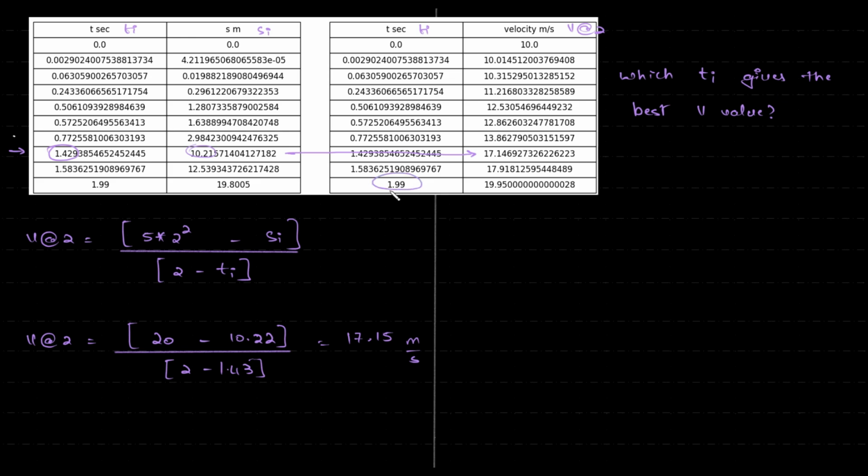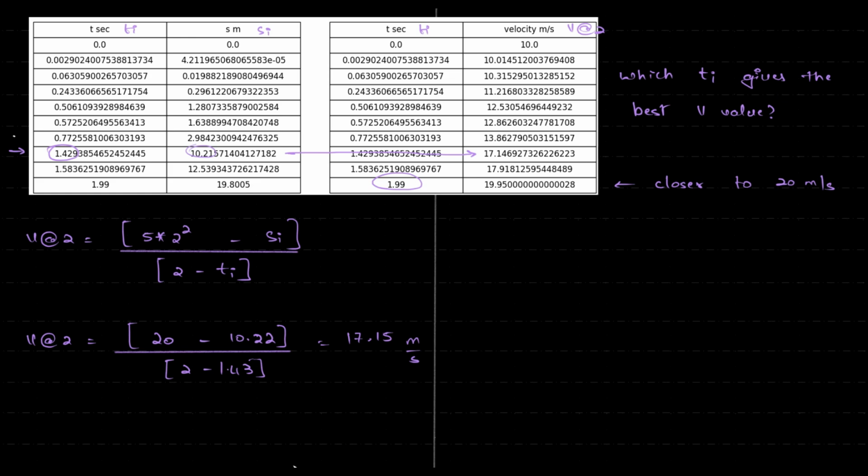Correct, 1.99. It is closer to 20 than anything else. Right? This is the closest. This is closer to 20 than anything else. Now let's make this observation from the other end.